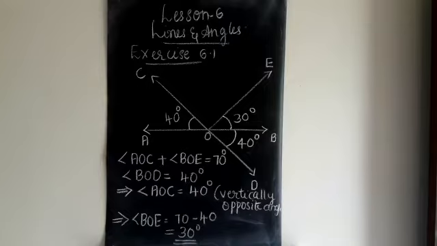Next you have to find out reflex angle COE. For this, at first you should find out what angle COE is. We know that in a straight line the sum of all the angles is equal to 180 degrees. So in the line AB, two angles are given. What are they? 40 degrees and 30 degrees. So what will be the angle COE? It is equal to 180 minus (40 plus 30). What is that? 180 minus 70. It is equal to 110 degrees.